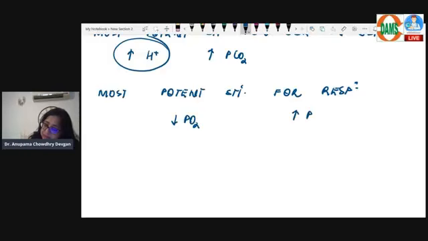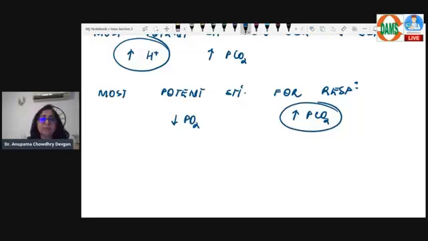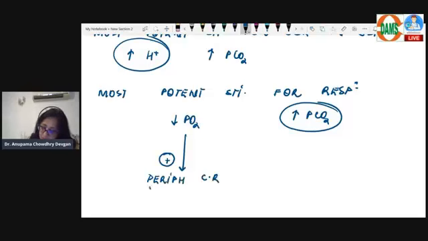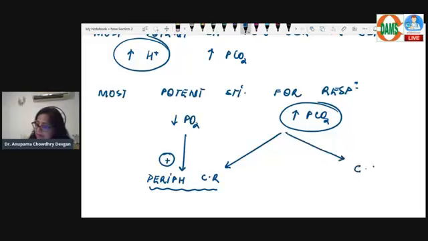Or is it going to be increase in PCO2? Please remember, the most potent stimulus for respiration overall is going to be increase in PCO2. Remember, hypoxia can only stimulate the peripheral chemoreceptors. Increase in PCO2 can stimulate the peripheral as well as the central chemoreceptors.